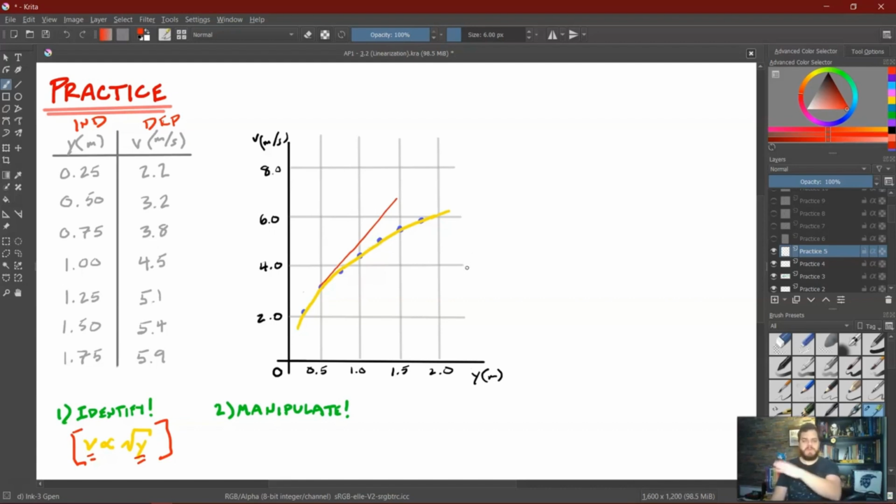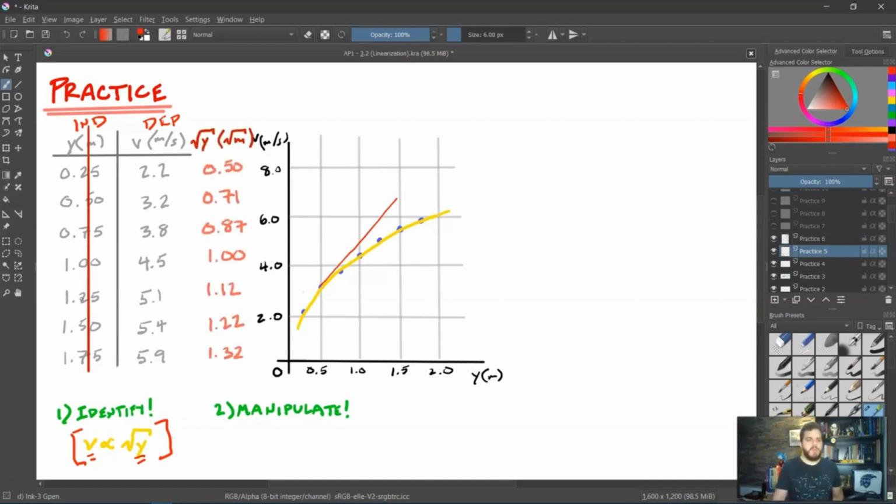So I need to get y to, once again, bend upward. So either I need to do something to make v bigger, or I need to do something to make y smaller. And since we know it's a square root relationship, I'm going to go ahead and say, well, if I want to make y smaller, okay, I'm probably going to need to take the square root of y. So let's go ahead and do that.